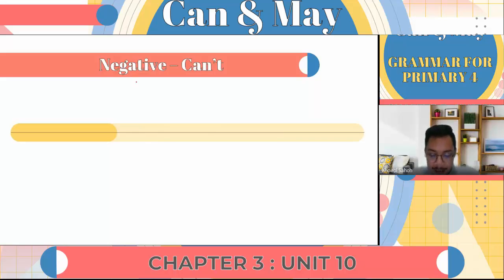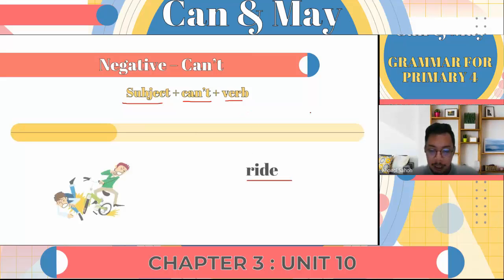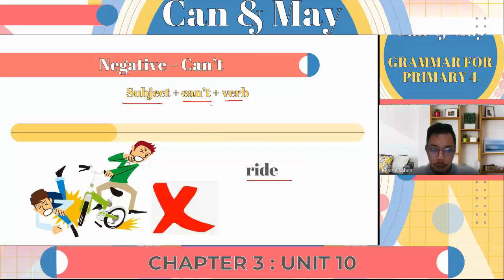Next one, negative. For negative, we use can't or cannot. All right? Yes, ไม่สามารถ. So the structure must be like this: subject followed by can't or cannot and followed by verb. What about this? Ride. This person cannot ride a bicycle.